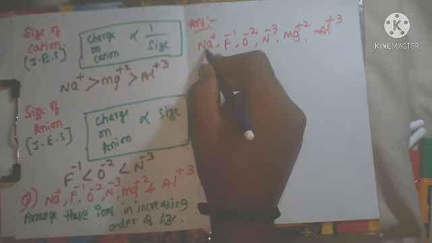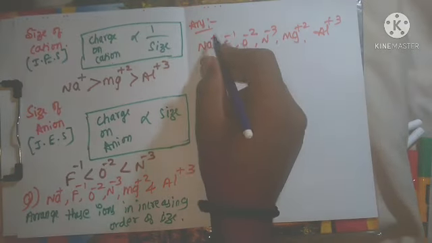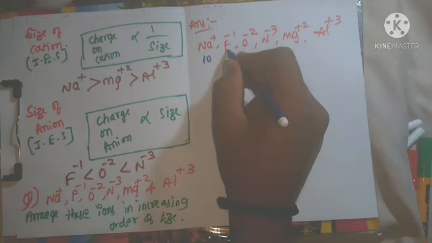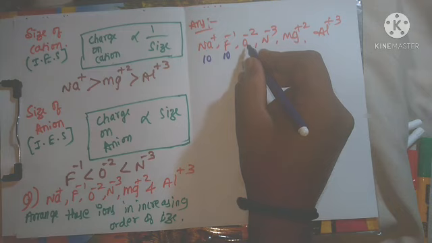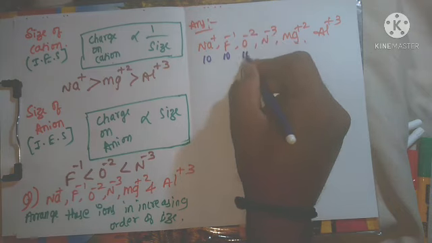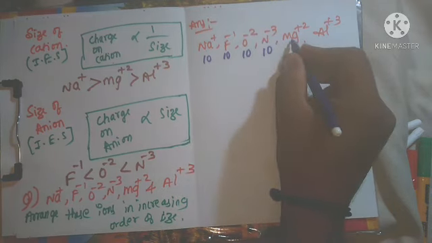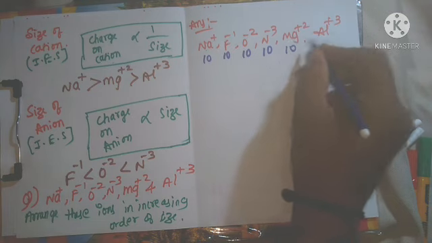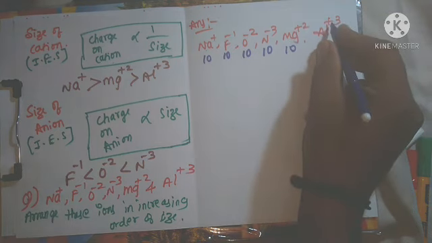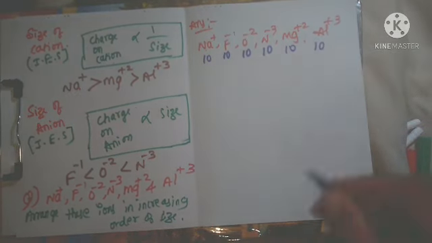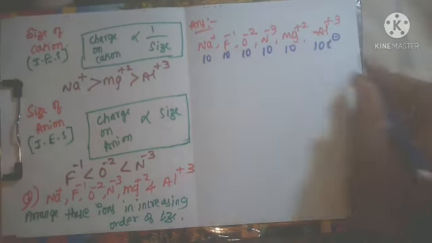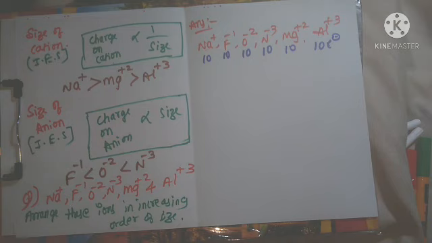Na+ has atomic number 11, plus 1 means 1 electron removed, so 10 electrons. Fluorine atomic number 9, minus 1 means 1 electron added, so 10. Oxygen atomic number 8, minus 2, therefore 10 electrons. Nitrogen 7 plus 3, 10 electrons. Magnesium 12 minus 2, 10 electrons. Aluminium 13 plus 3 means remove 3 electrons, therefore 10 electrons. All are having 10 electrons, therefore all are isoelectronic species.